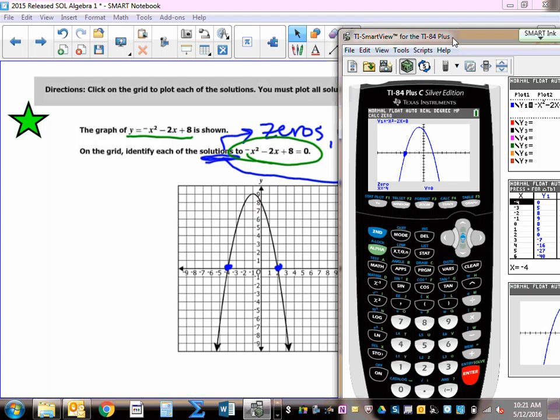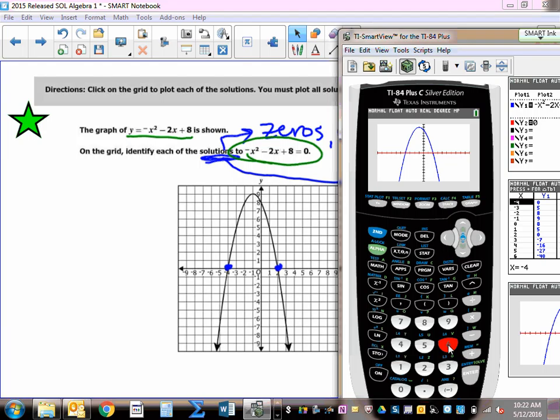Anytime you have an expression equal to an expression, that is actually just a system of equations. So what you can do is type in the left side, then type in the right side, which is just 0. Graph it, zoom 6. And what it's doing is it's also graphing that y equals 0. And then it's a system of equations.